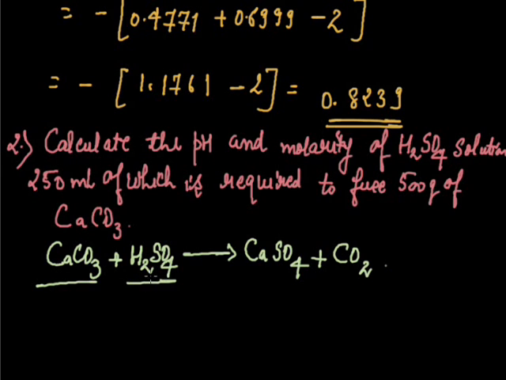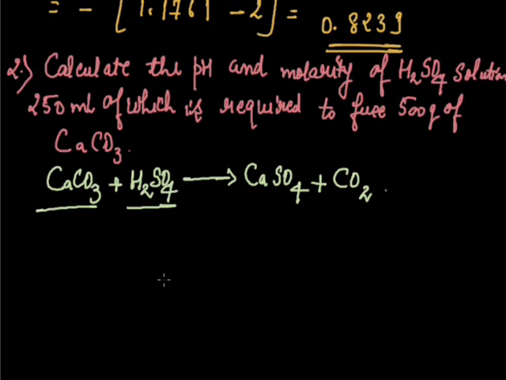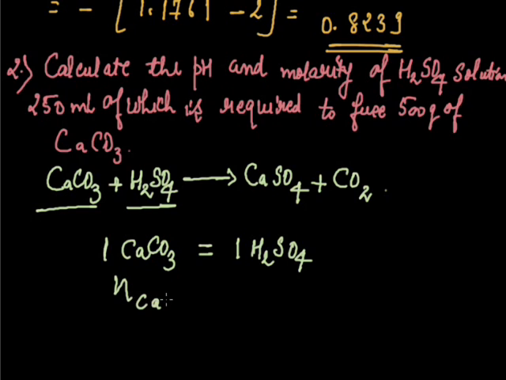So again, we'll make the comparison between CaCO3 and H2SO4. As I said to you, the number of moles of the substance will be different or will be the same while reaction, but the number of gram equivalents of the substance will always remain the same throughout the reaction. So again, as the equation is balanced, 1 mole of CaCO3 is equal to 1 mole of H2SO4, but the number of gram equivalents of CaCO3 is equal to the number of gram equivalents of H2SO4.